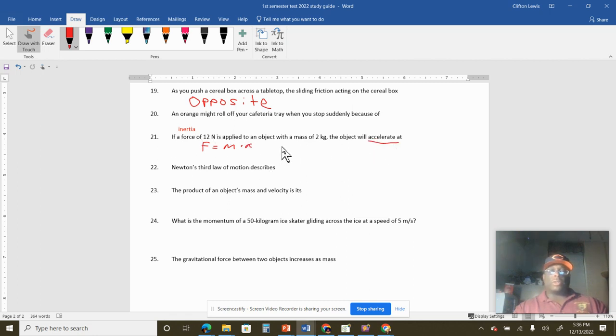I'm plugging in my values. I have 12, which is my force, measured in newtons, equals mass, 2 kilograms, times A. All right, what can I multiply by 2 to get to 12? Is it 2, 3, 4, 5? All I do is divide both sides by 2. So A will equal 6. It'll be 6 meters per second squared.